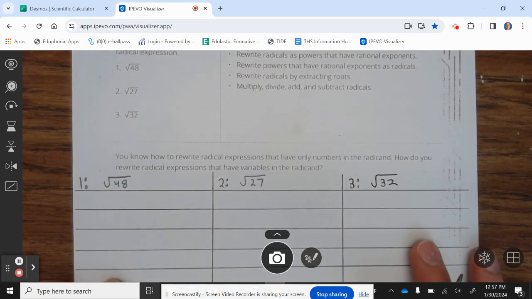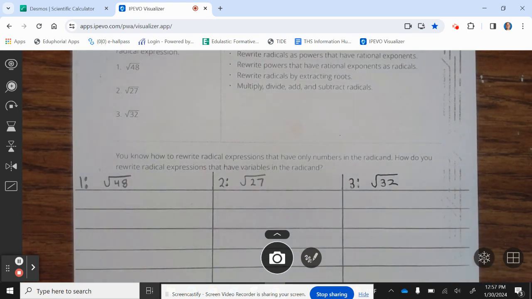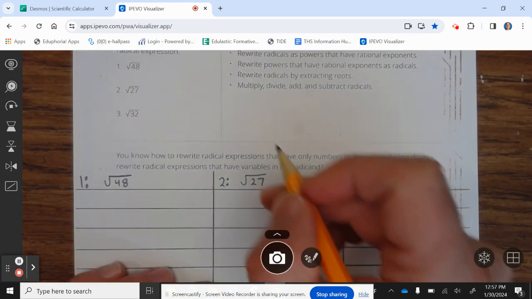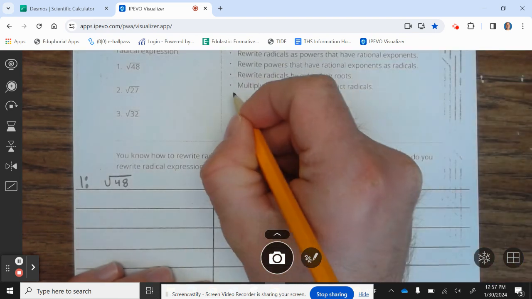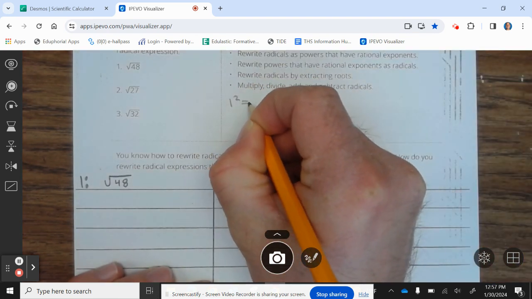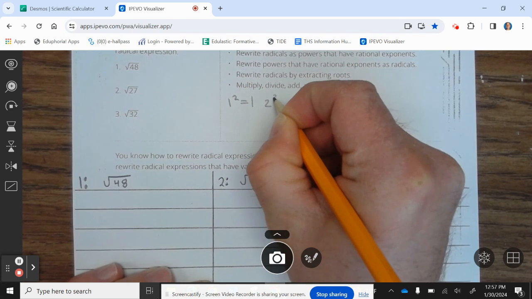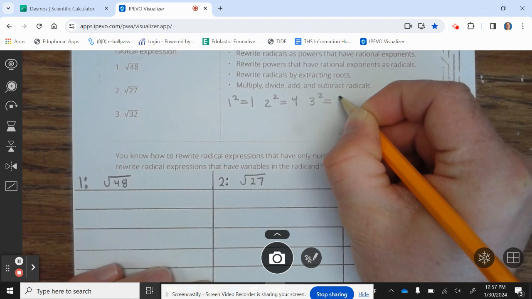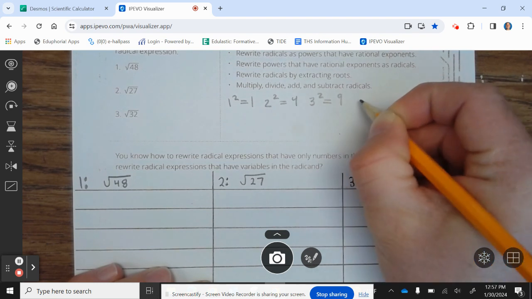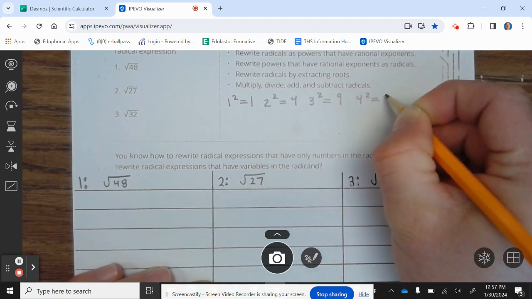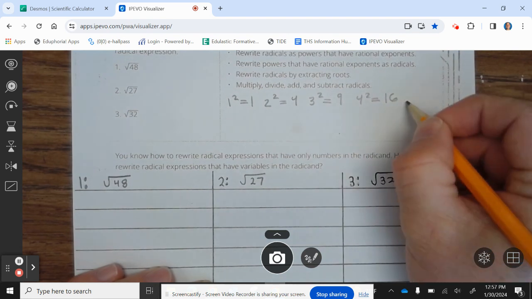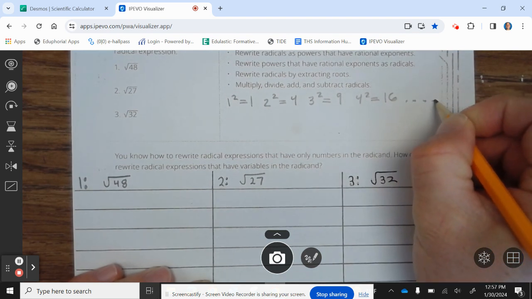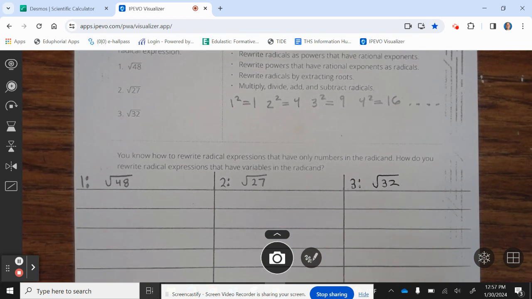Okay. Now, before we do that, we have to utilize these squares. So let's go ahead and write down our squares. So 1 squared is 1. 2 squared is 4. 3 squared is 9. 4 squared is 16. Dot, dot, dot. We keep going. But we're going to utilize the squares to simplify the square root. Okay.